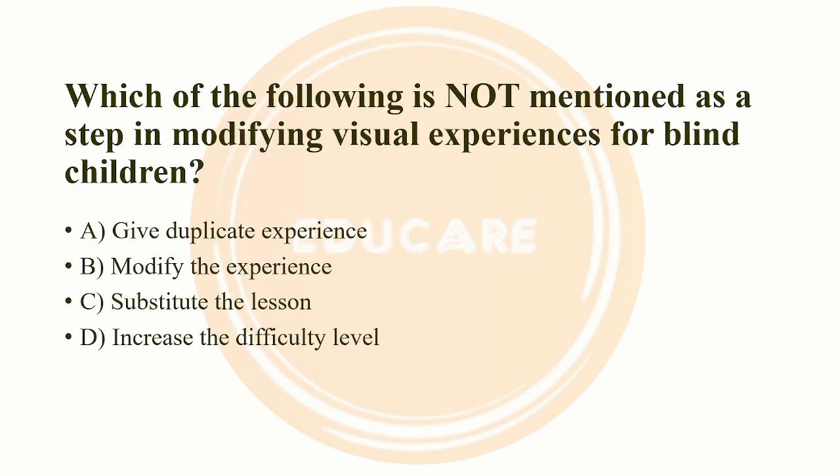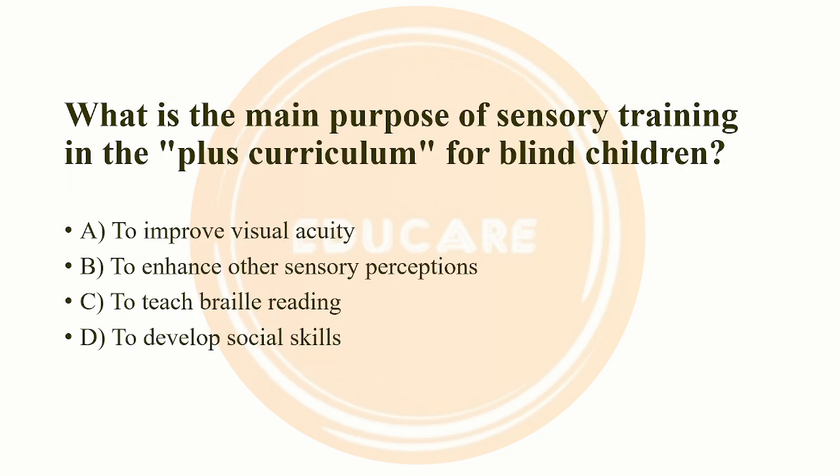Which of the following is not mentioned as a step in modifying visual experiences for blind children? Options: give duplicate experience, modify the experience, substitute the lesson, increase the difficulty level. The answer to this question is option D, that is increase the difficulty level.